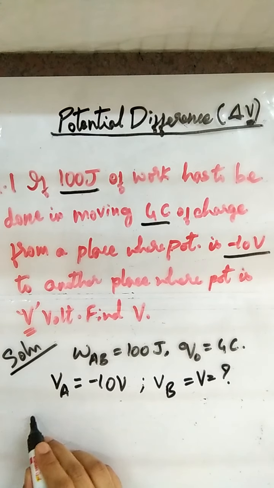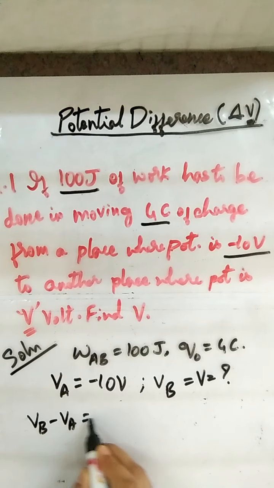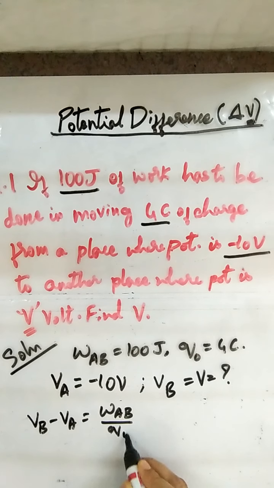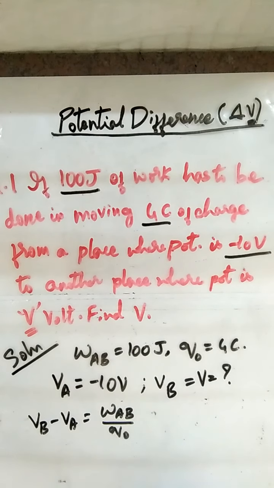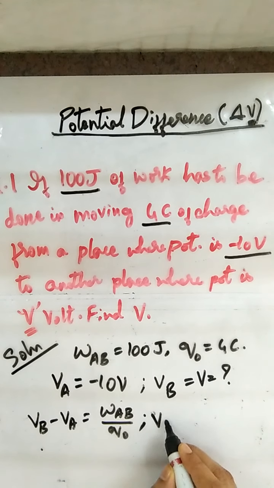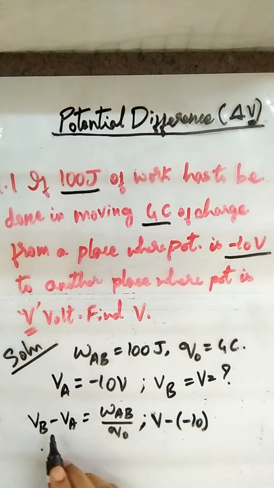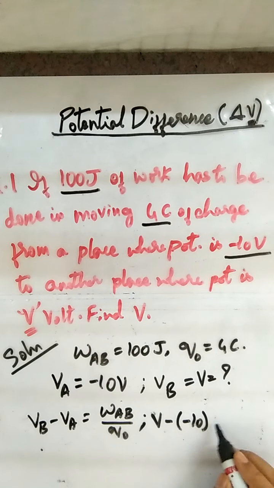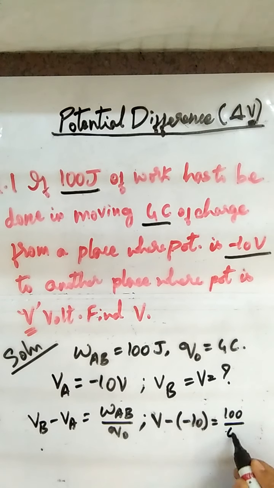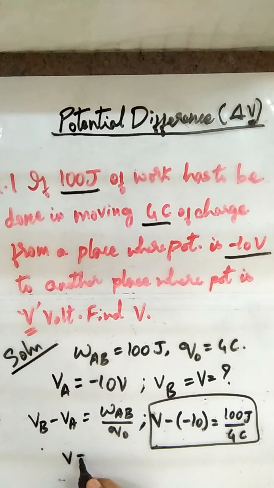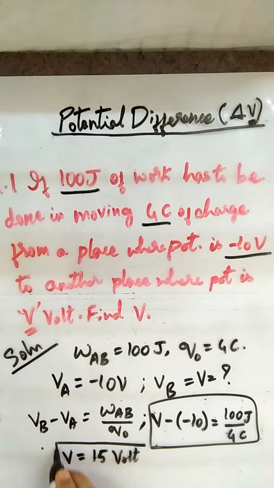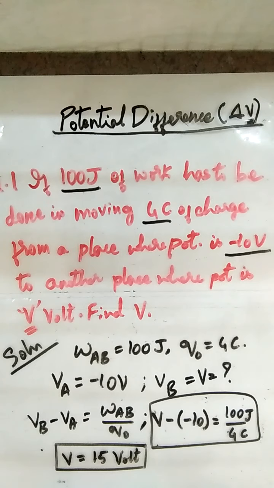You already know the formula, right? VB minus VA will be equal to WAB divided by Q naught. So V minus of minus 10. Please be careful, minus in bracket again minus 10, which is equal to 100 joules divided by 4 coulomb. When you solve this equation, you will get V as 15 volt. So at point B, the potential is 15 volt.